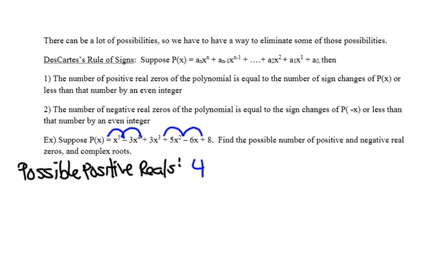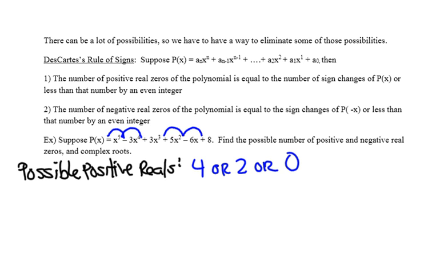So I can have 4. But notice, I can subtract by an even number. If I take 4 minus 2, that is 2. Then I can take 2 minus 2, which is 0. I'm going to stop either when my number is 0, or if I subtract 2 and get a negative number. It doesn't make sense to talk about possible positive reals being a negative number. So in other words, I could have 4, 2, or 0 possible positive reals. And again, I don't know that until I actually solve this polynomial function equation.